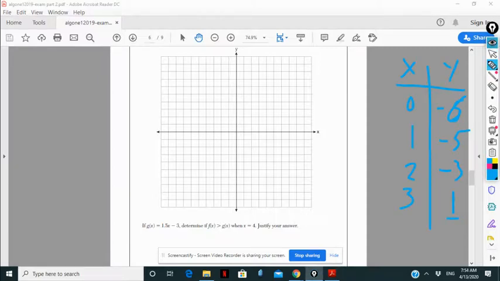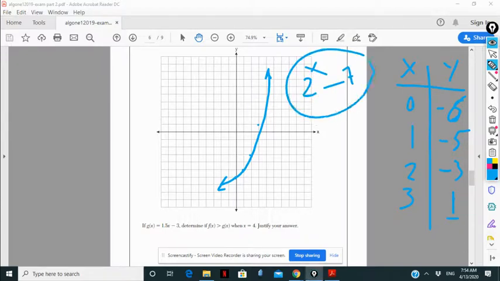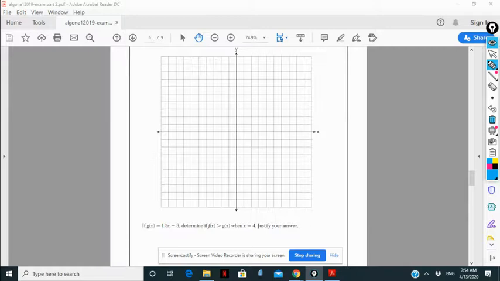So when x is 0, it was negative 6. When it was 1, it was negative 5. When it was 2, it was negative 3. When it was 3, it was 1. Sorry, it should go through all the points. So that's the function, and the label is 2 to the power x minus 7. Now I finish the graph.